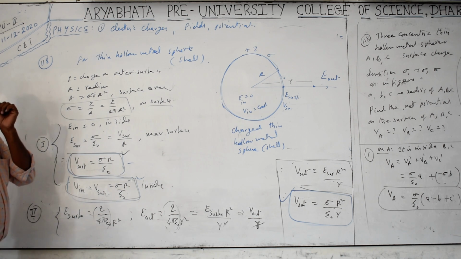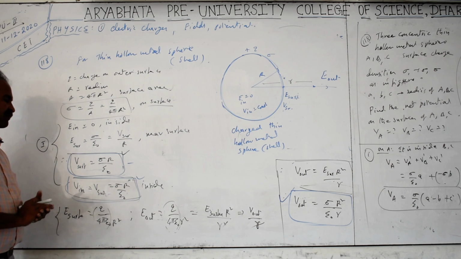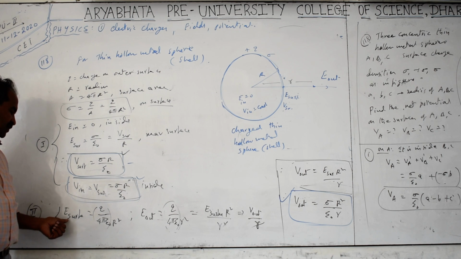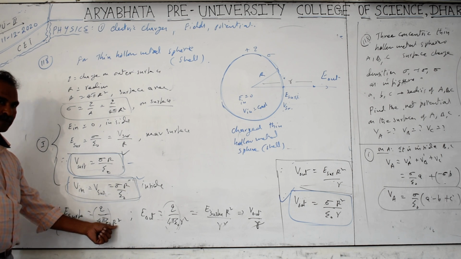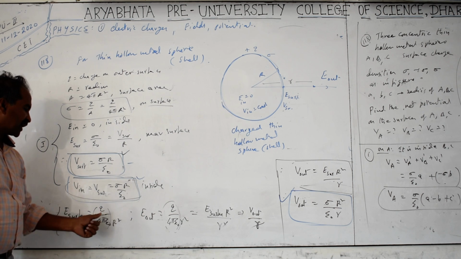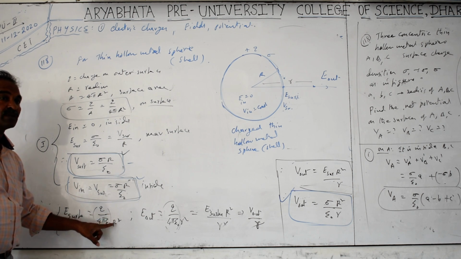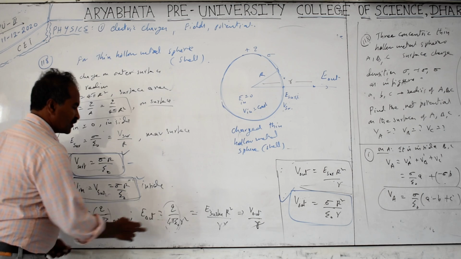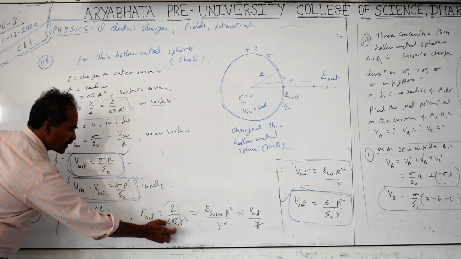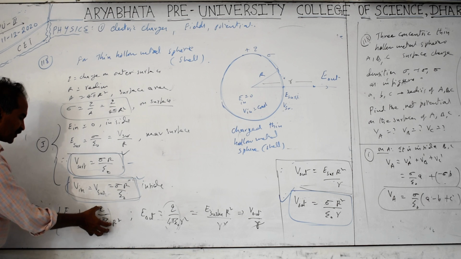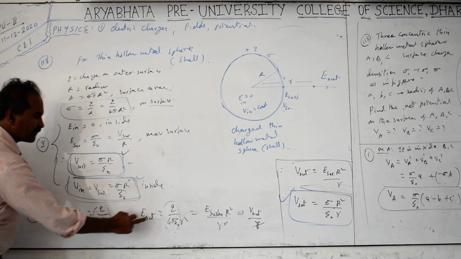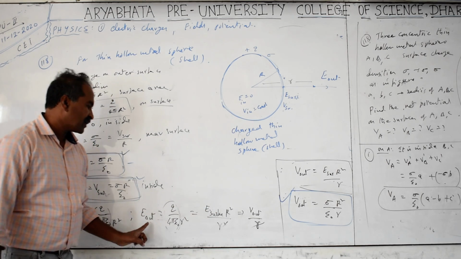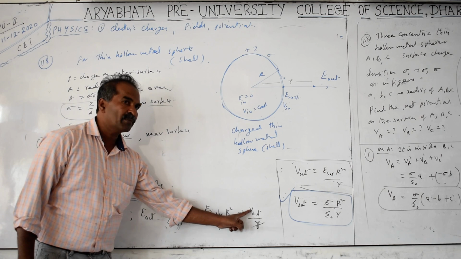Next, we take the electric field on the surface. We want the expressions for the electric field and the potential outside. So to get outside we go from the surface. E surface is equal to Q by 4 pi epsilon naught R square. If you take E outside, it means Q by 4 pi epsilon naught small r square, where small r is the distance from the center, not from the surface. So from this, comparing the 4 pi epsilon naught terms, E outside equals E surface into R square by small r square. That is the formula you get for E outside. But E outside is also equal to V by R.